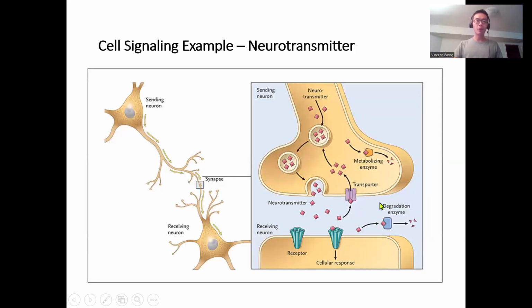Here is another example of cell signaling. You don't have to know this one. I'm just showing you foreshadowing. Next semester, we'll learn about how neurons communicate with each other, and they will release these signaling molecules. It will bind to a receptor and then cause the neuron to behave differently. You might have heard of things like dopamine, serotonin. You might have heard of Prozac, which is an antidepressant drug. They all work with this kind of cell signaling mechanism.